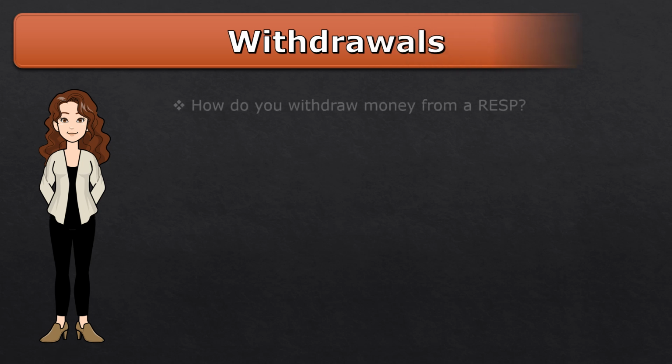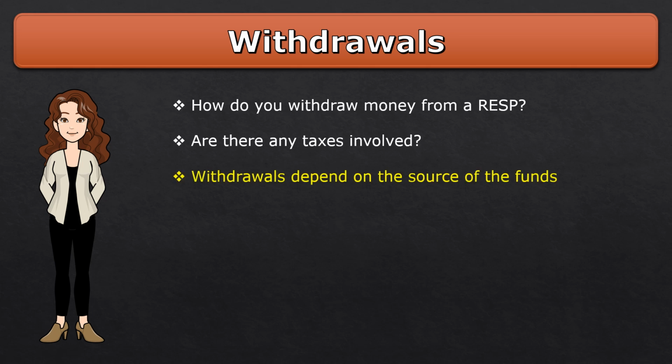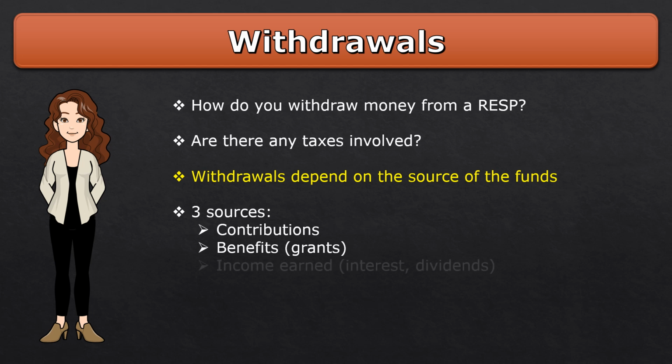First, how do you withdraw money from an RESP, and are there any taxes involved? For starters, withdrawals depend on the source of the funds inside the RESP. The money inside the plan can come from 3 sources. 1. Contributions made by the subscriber. As explained in part 1, the subscriber is the person who opened the RESP. 2. Benefits, or grants, received from the government. And 3. Income earned within the account, such as interest and dividends.